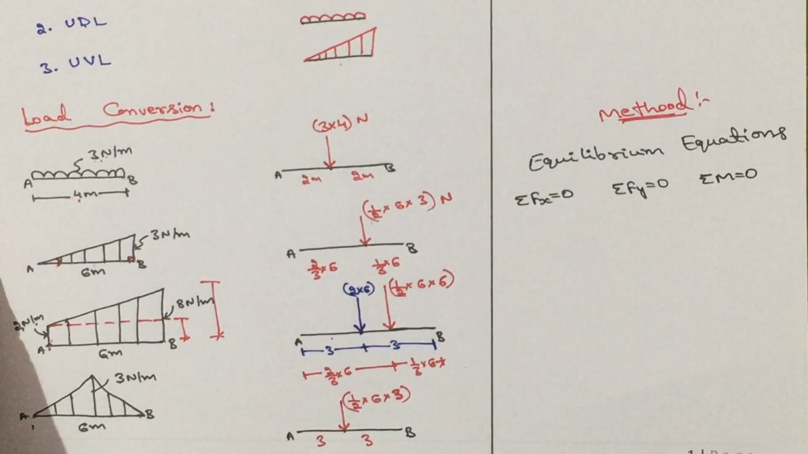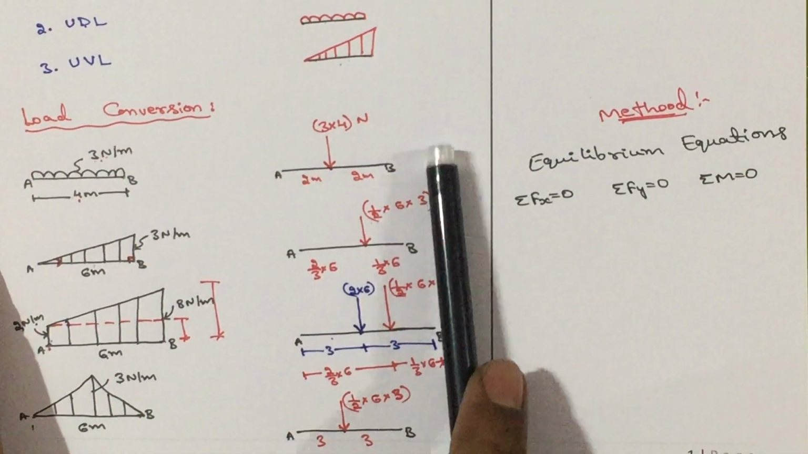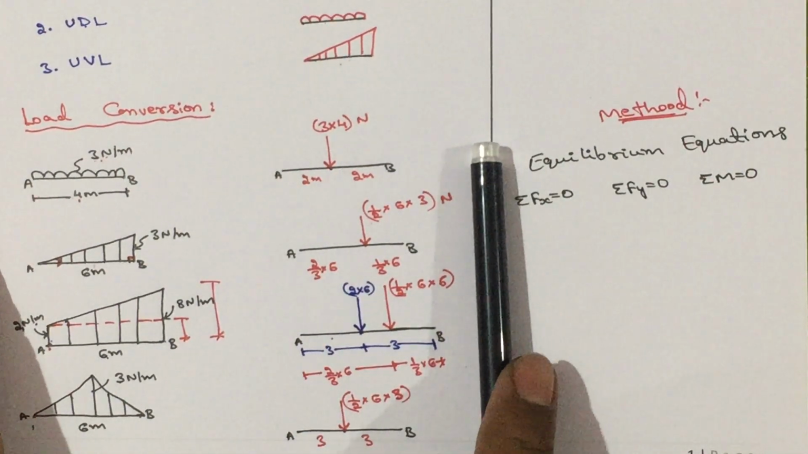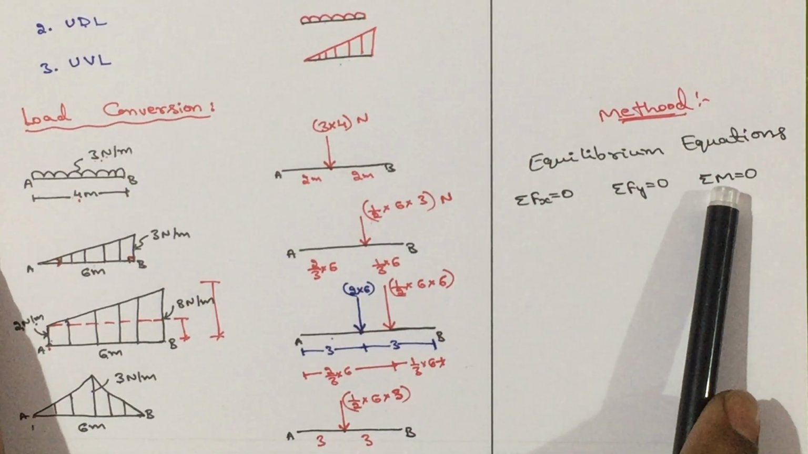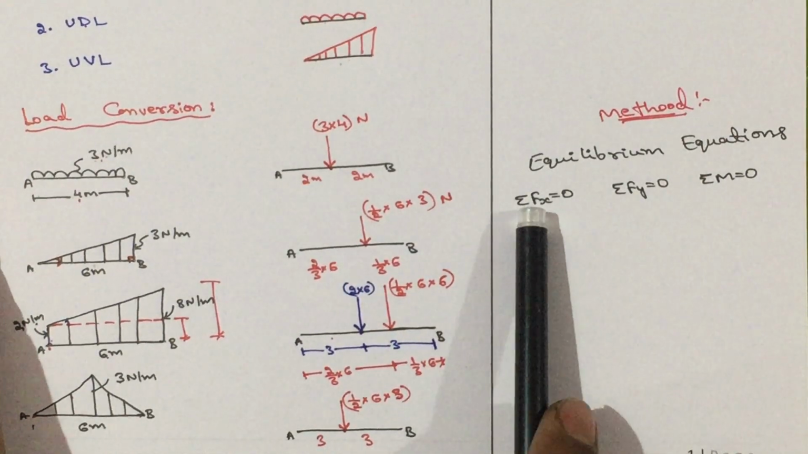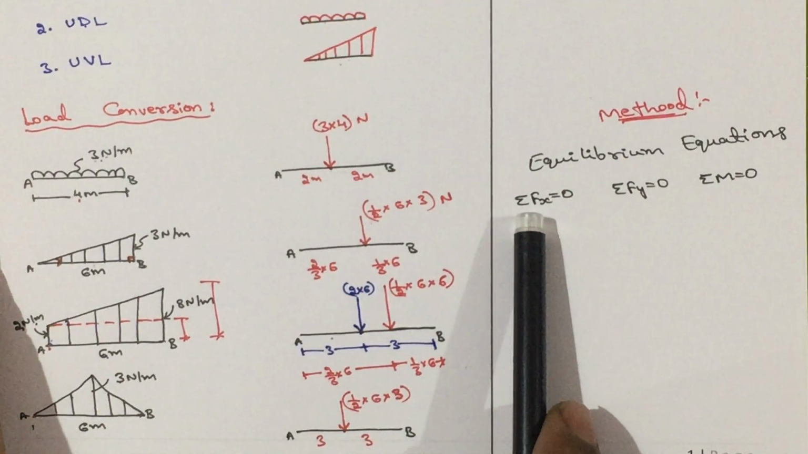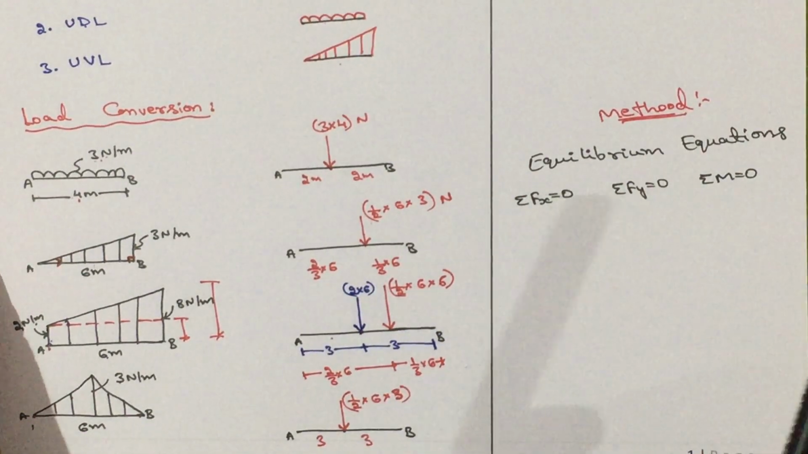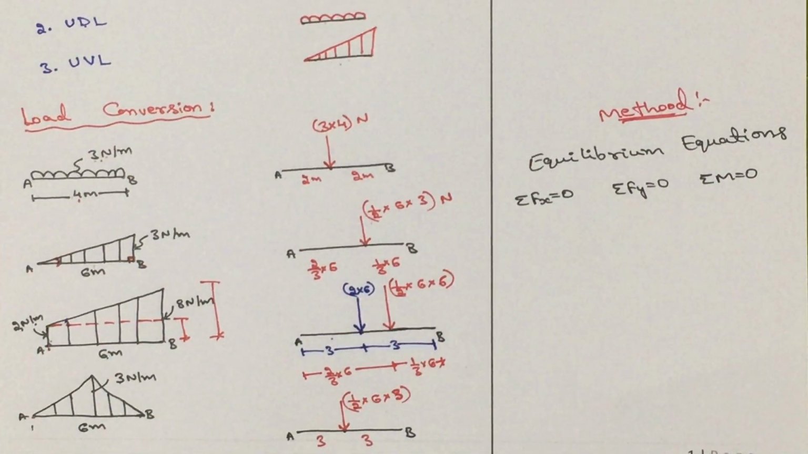And one more thing you need to remember, while solving the problem, only for our convenience, we will take moment first, sigma M is equal to 0 first, then sigma Fy is equal to 0 and sigma Fx is equal to 0. We will solve the problem in the reverse order to get the answers directly. Sigma M, sigma Fy, sigma Fx. If you know these basics, then we will move on to the problems.